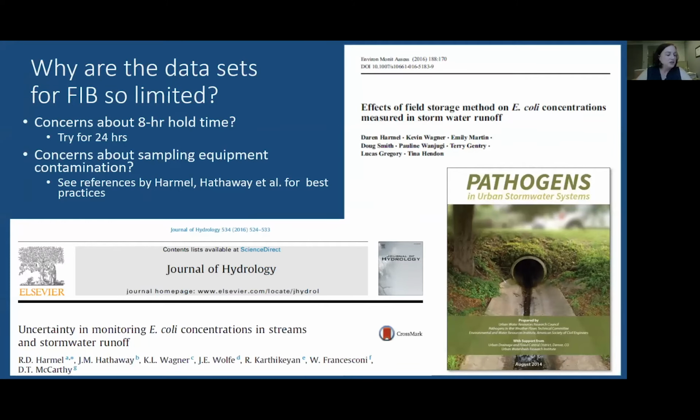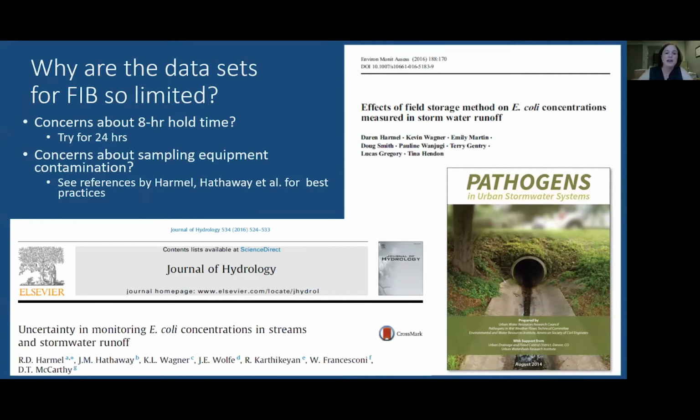So one of the questions is, why are these data sets for fecal indicator bacteria so limited? I have a couple of theories on that. I think that sometimes the concern may be, well, we can't meet the 8-hour hold time in standard methods, and so we don't feel like we can sample for E. coli. And I've put a couple of references here that give you some guidance that basically say, if you're doing research and this type of monitoring, if you get those samples to the lab within 24 hours, that's good enough.